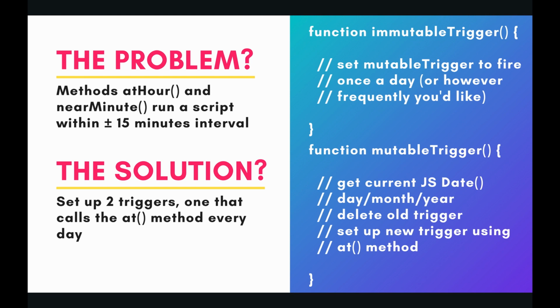However, we are going to be changing the date, month, and year every single time we run this mutable trigger. We're going to be getting the date from a JavaScript date object, extracting the day, month, and year, deleting the old trigger from the previous day, and then setting up a new trigger. So I think if we jump into the code, this might make a little bit more sense. So let's do that now.